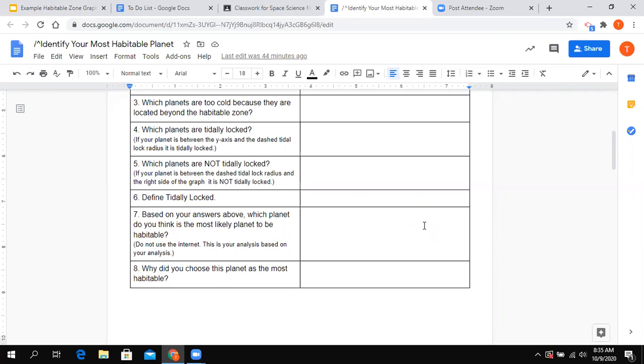Do not go to the internet and look up the answer, because that's not the purpose of this activity. The purpose of this activity is for you to analyze your planets based on these two criteria, where they are with reference to the habitable zone and whether or not they are tidally locked, and then why you chose them. You should state something about the habitable zone locations and the tidal lock. Okay, so that is what you are doing today. If you get that done and you have more time, you are welcome to go on to part two, but I am not explaining that till Monday. So that is not part of what you need to do today.